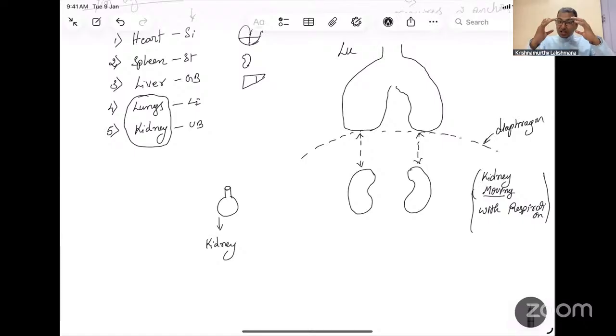Diaphragm. And the diaphragm moves. And that movement enables the lungs to suck the air in. Clear? When the diaphragm moves downwards, what happens? The lungs are able to inhale. And when the diaphragm relaxes, the exhalation happens.